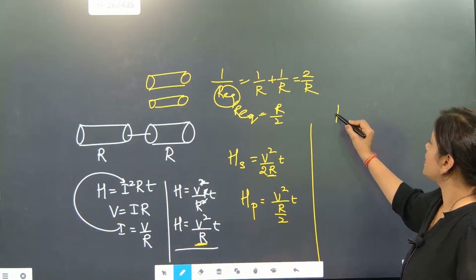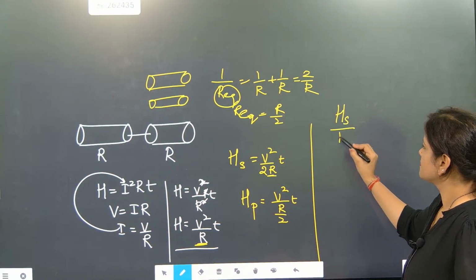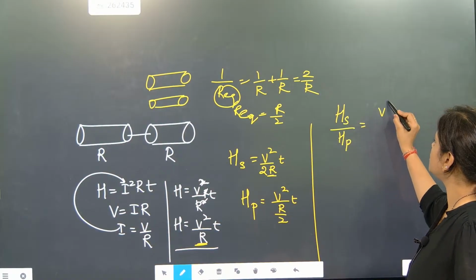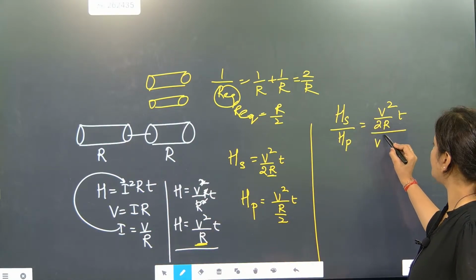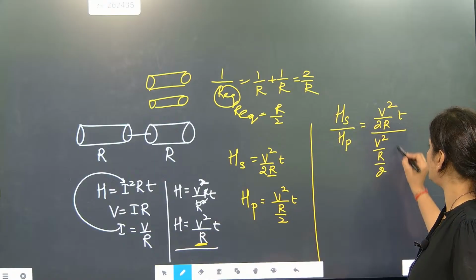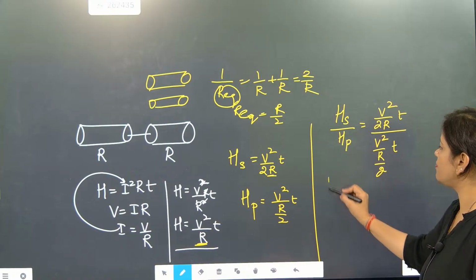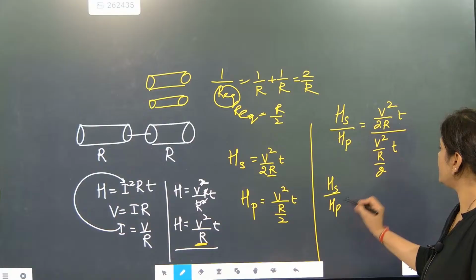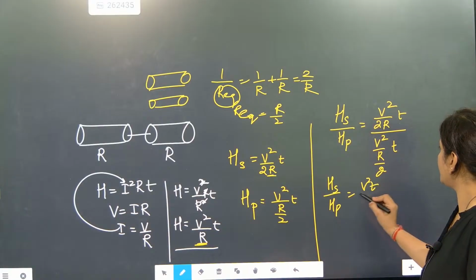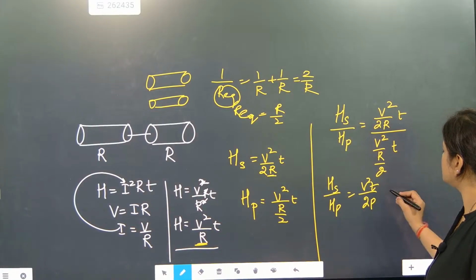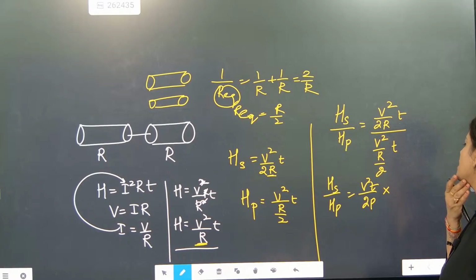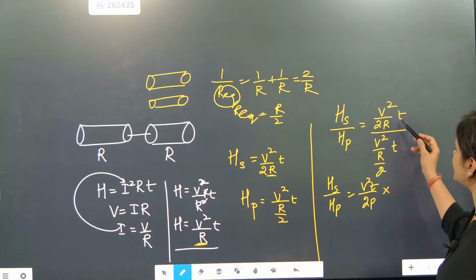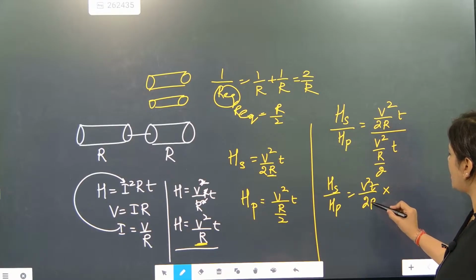Now look at HS by HP is equal to V square by 2R into T divided by V square by R by 2 into T. Now, beta, solve this part very carefully, because mistakes may come from here. V square by T into 2R, this 2 will go up. So HS by HP is equal to 1 by 4. We will check this part. So the ratio of 1 to 4 will be coming. See, check here: V square by 2R is there.